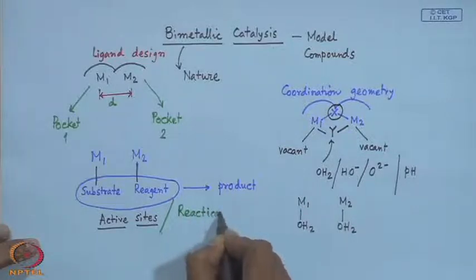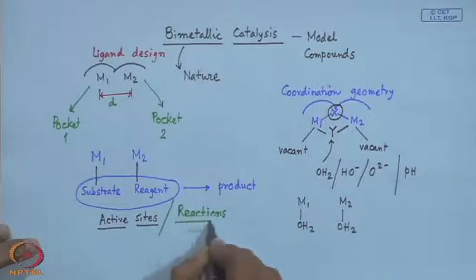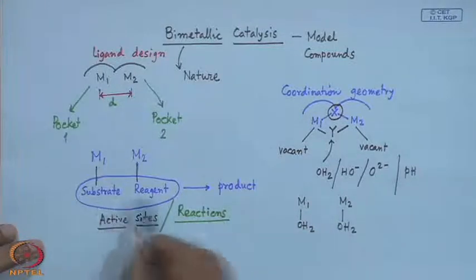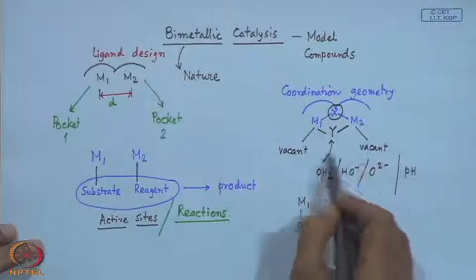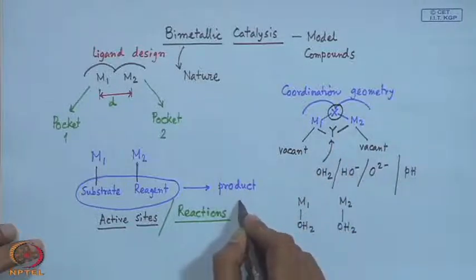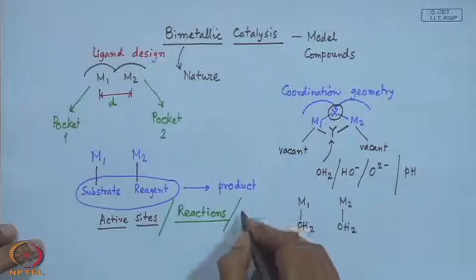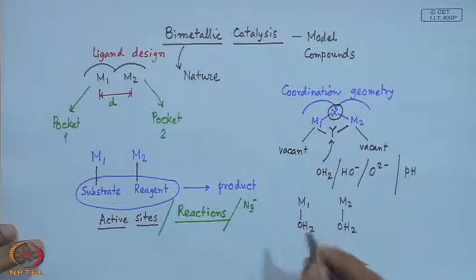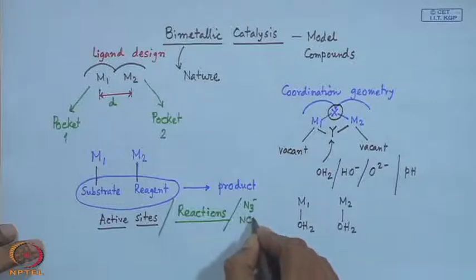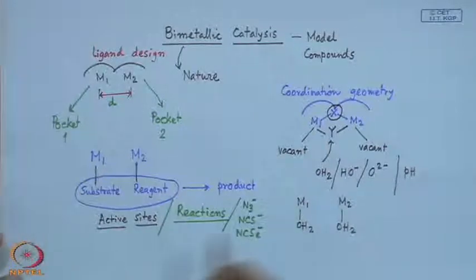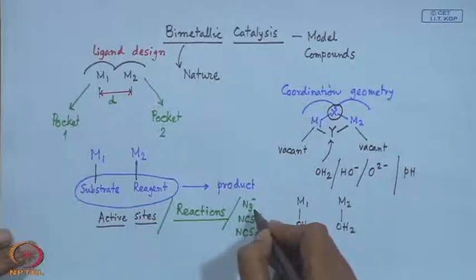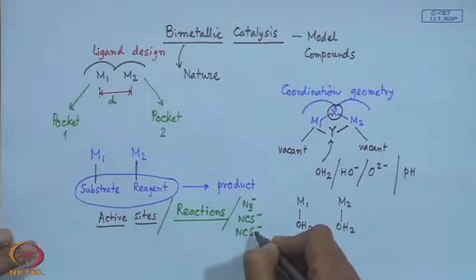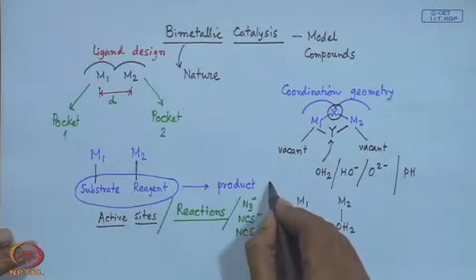So, the reactions for those active sites is important. If these are not available, that means the vacant sites are not available, and if they are water bound or the bridge groups are occupied by some strong groups, say N3 minus or thiocyanate or selenocyanate, etc. So, addition of these groups, like what we just have seen, that the binding of urea and the binding of the carbamate groups changes your corresponding pattern in UV visible spectrum.